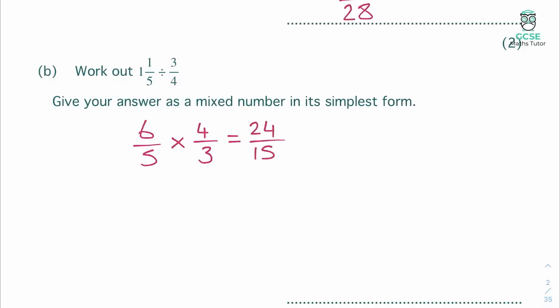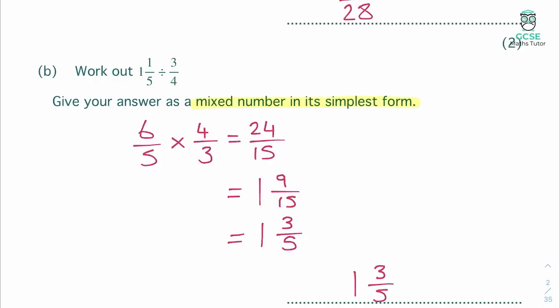Now this question does say to give it as a mixed number in its simplest form. So if we write that as a mixed number, so 15 fits into 24 once, and the remainder there is 9, so you get 9 over 15, and you'll probably hopefully spot there that fraction there, 9 over 15, simplifies. They both divide by 3, so that'd be 1 and 3 over 5 when we divide them. So my answer would be 1 and 3 over 5.